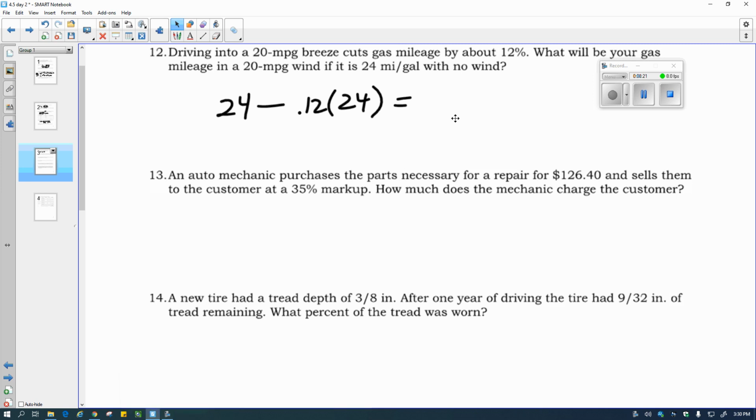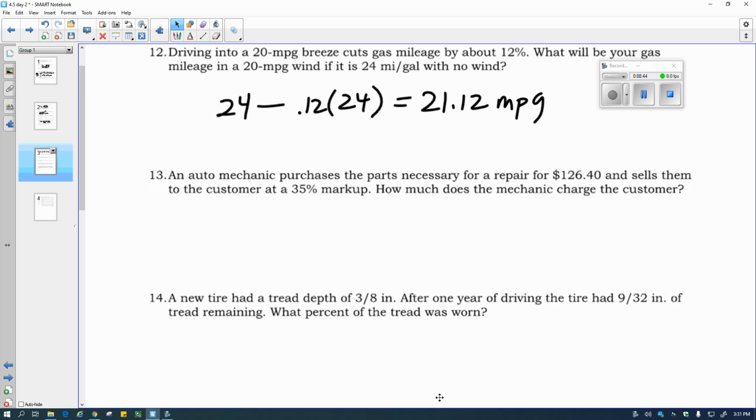So I get, oops, I did times instead of minus. So minus, and I didn't even put the, holy cow, I'm getting sloppy here. So I would get 21.12 miles per gallon on that problem. So that was a decrease.